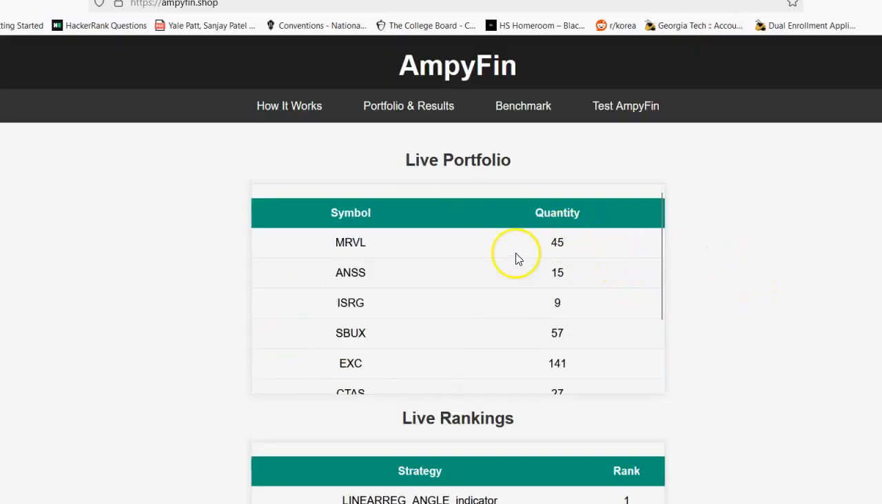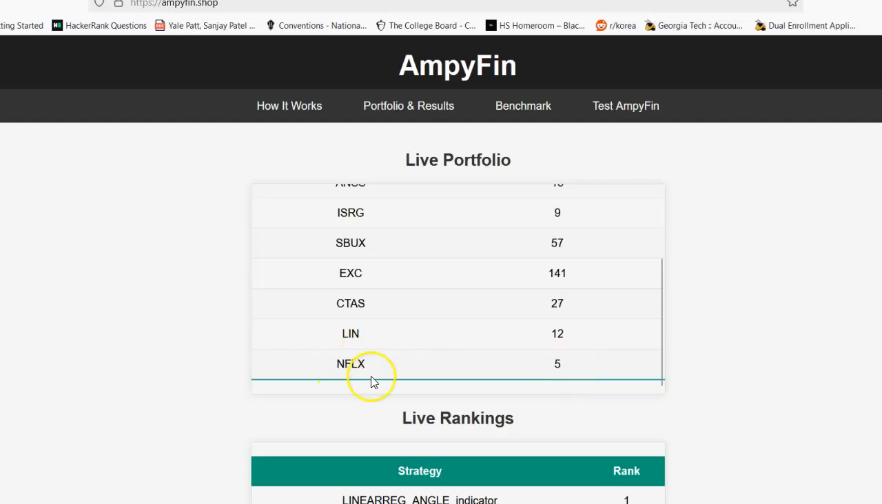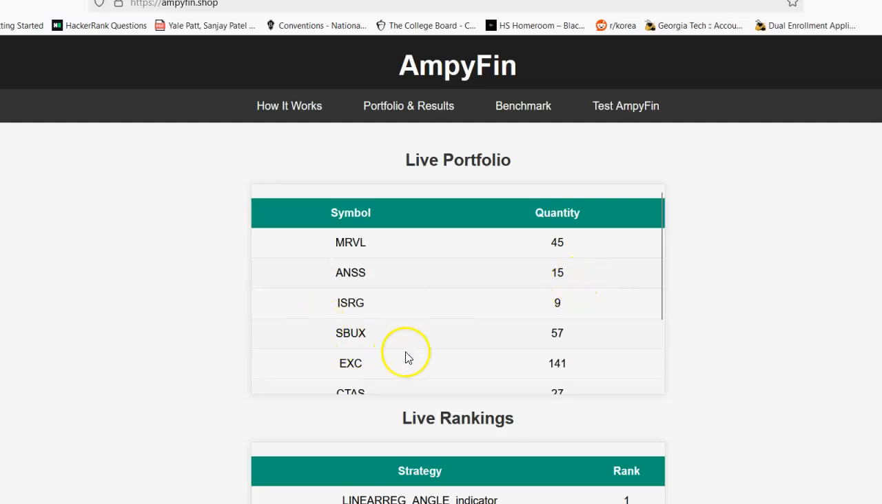So this is a live portfolio. This is what Ampyfin is currently holding. This is the least recent buy. This is the most recent, and let's look at when it bought the most recent one. Okay, so it did buy it on the 21st, at 10:49 a.m. Interesting. Wow, it's done well. Okay, so Netflix is where it did well. There are other stocks. It did have Apple recently, but I guess it did sell it.